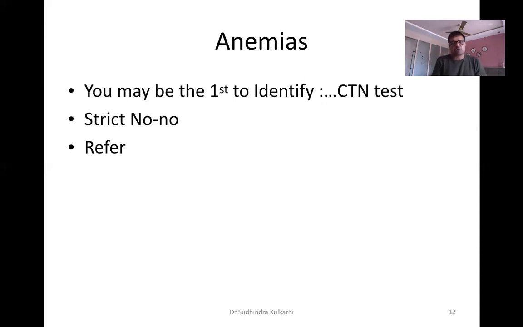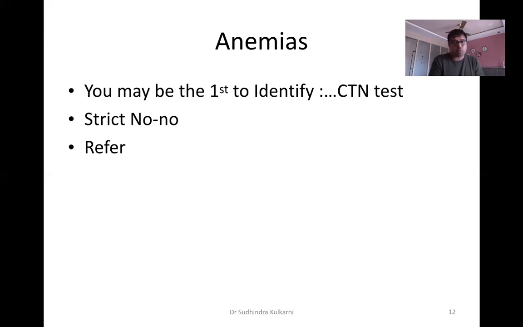The minute you ask them to open their mouth, you'll see that the tongue is bald, there are no papillae there, it's more pale. And then you ask the patient how they are doing. They'll usually tell you, doctor, especially if your clinic is on the first or second floor, if they take the stairs, they'll start doing this. And that's because the amount of hemoglobin in the body is so low that the amount of oxygen available for the heart is far lesser.